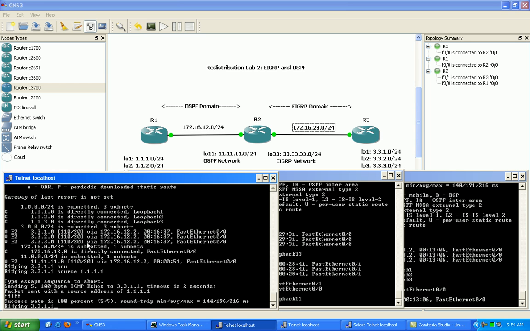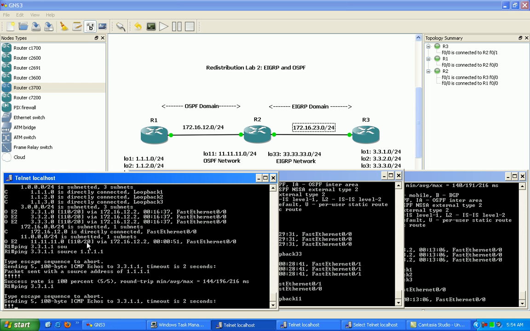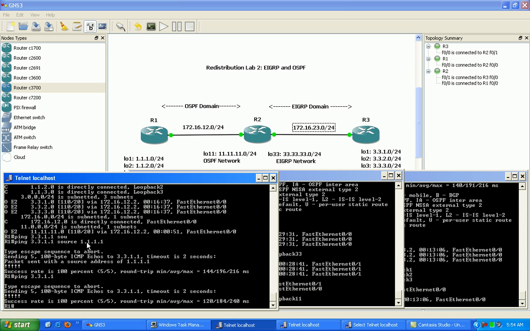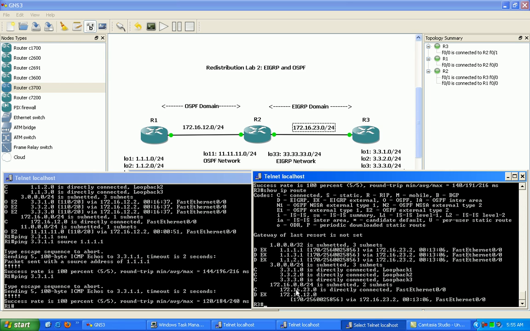Let's go ahead and try to do some other things here. I can even ping the 3 network just by doing the ping, when it's leaving router 1's FastEthernet 0/0 interface as the source. So 172.16.12.0. Router 3 still knows how to get to the 12.0 network.